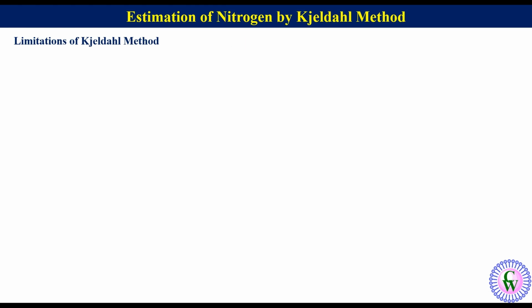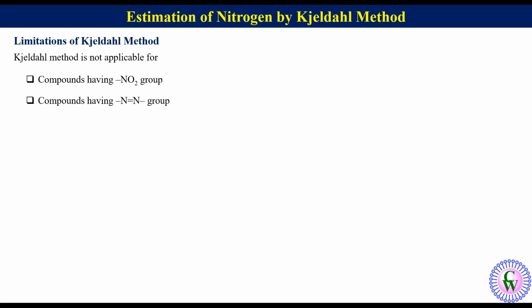Limitations of Kjeldahl method. This method is not applicable for the compounds having nitro group, azo group and those having nitrogen in the ring. For example, pyridine, pyrimidine, quinoline, etc. This is because the nitrogen present in these compounds cannot be converted to ammonium sulfate by the conditions used in Kjeldahl method.